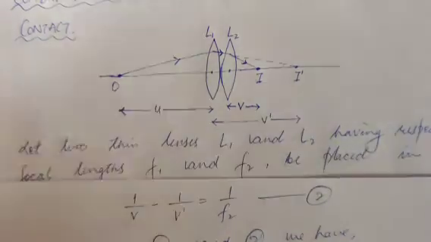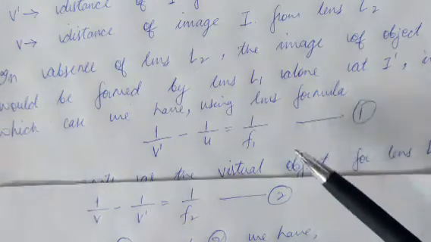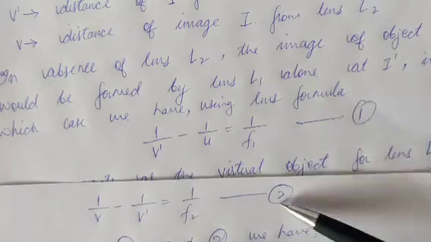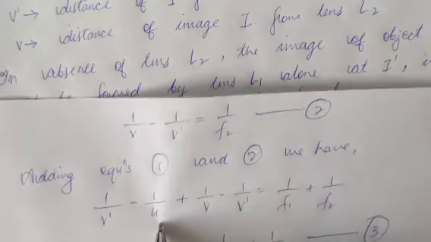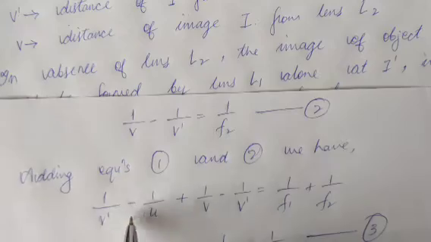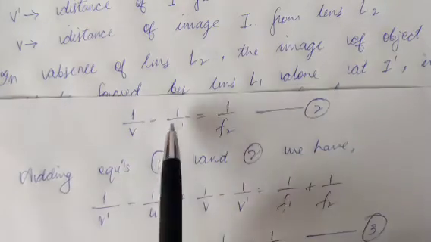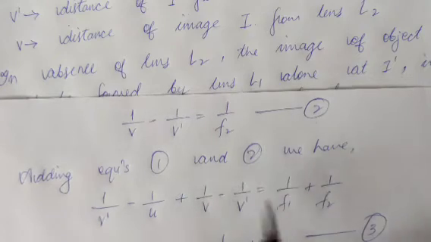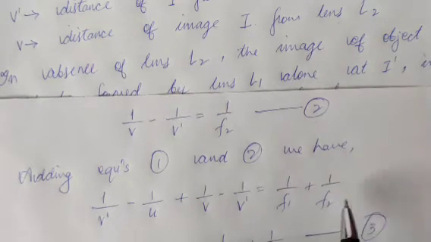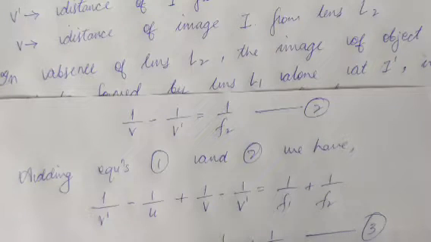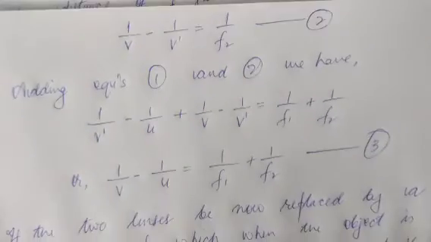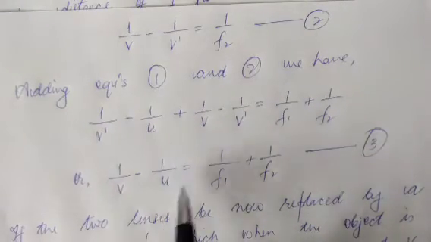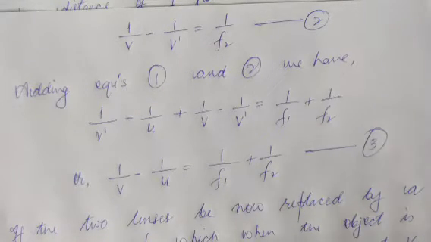So now this is equation number 2, and we already have our equation number 1 here. Combining these two equations, adding equations 1 and 2, we get 1 by V dash minus 1 by U, which is the left hand side of equation 1, plus 1 by V minus 1 by V dash, which is the left hand side of equation 2, equal to 1 by F1 plus 1 by F2, the sum of the right hand sides. So 1 by V dash and minus 1 by V dash cancel each other out. You can check the mathematics yourself, and thereby we get 1 by V minus 1 by U equal to 1 by F1 plus 1 by F2. That is our equation number 3.